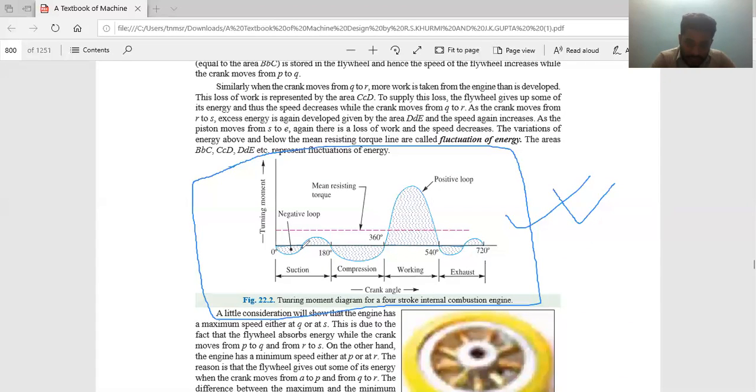And how these variations depend, that you have to calculate. Say if theta is equal to 20 degrees, T is say minus 10 Newton meter. Say when theta is equal to 95 degrees, T is say 14 Newton meter. Likewise, if you do this, you can plot this curve. And this dashed line represents the mean resisting torque line. The fluctuation of the T versus theta diagram above and below this mean resisting torque line will give you the fluctuation of energy. This is the definition.